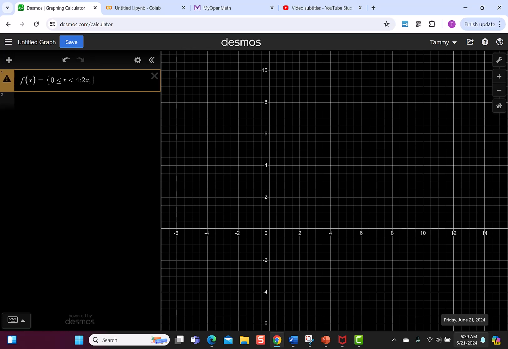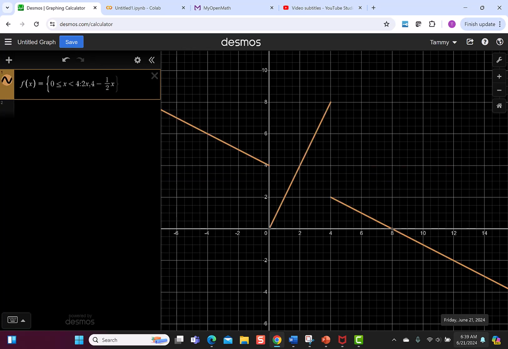If I try to get Desmos to just do otherwise for the second half of the function, I would type in 4 minus a half of x. And notice that this puts in more than I want. I only want the answer to go where x is greater than or equal to 4 and less than or equal to 8, and I can see in the graph that this also gives me part of the function where x is less than 0.